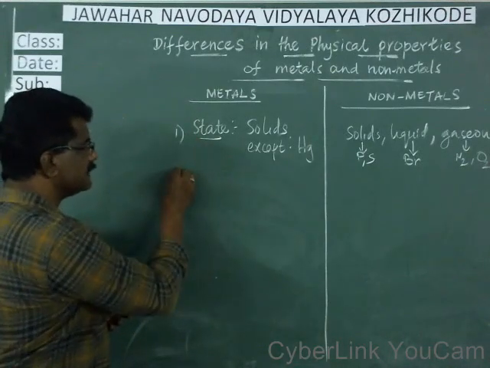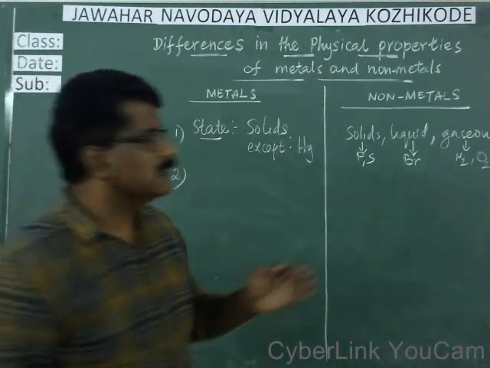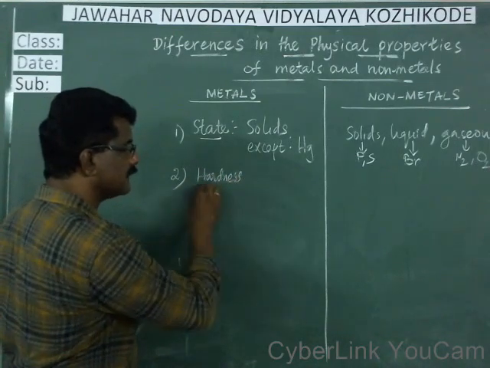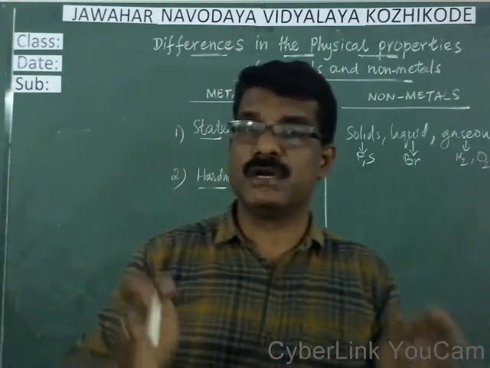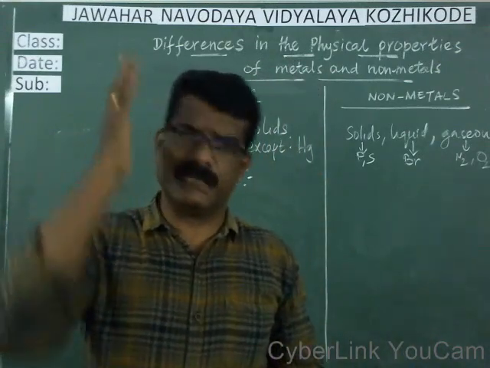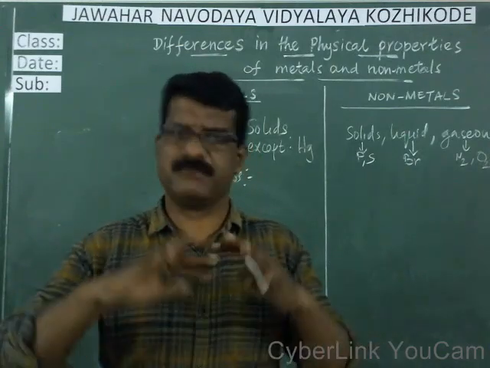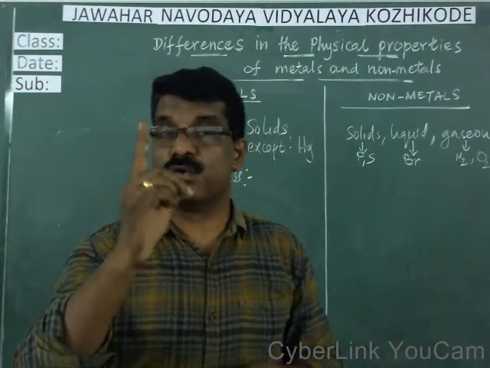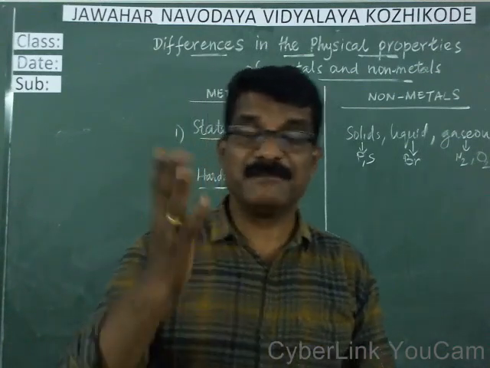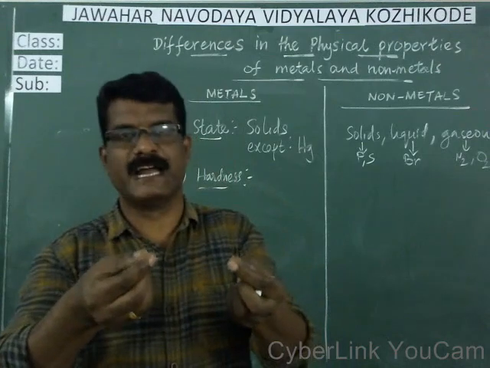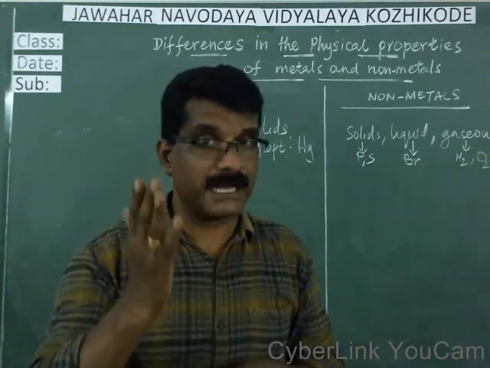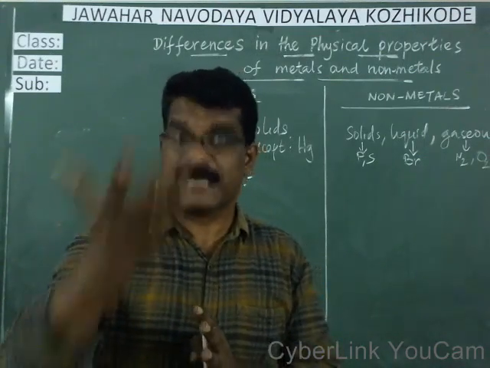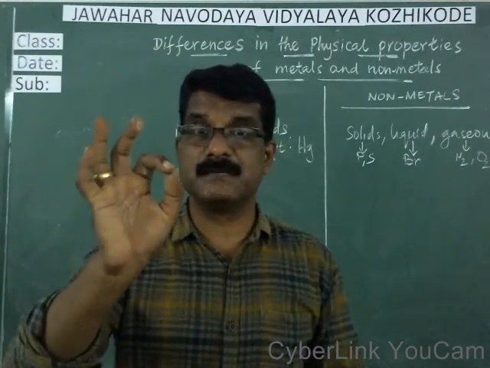Next, let us see the difference based on their hardness. Metals are generally hard. Iron is very hard, copper is a very hard metal. Except sodium and potassium. Sodium and potassium, you can cut with your knife. But can you cut iron? No. So metals are generally hard. Which are the exceptional metals which are soft? Yes, sodium and potassium.